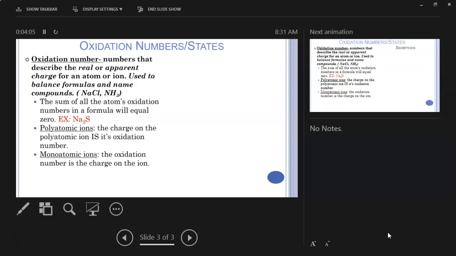The oxidation number for polyatomic ions is the charge on the ion. That list of polyatomic ions that I gave you has the charge, like sulfate is -2, carbonate is -2, hydroxide is -1. So the charge on the polyatomic ion is the oxidation number. For monoatomic ions, like the ones I had up here, like potassium +1, barium +2, bromine -1, the oxidation number is the charge.